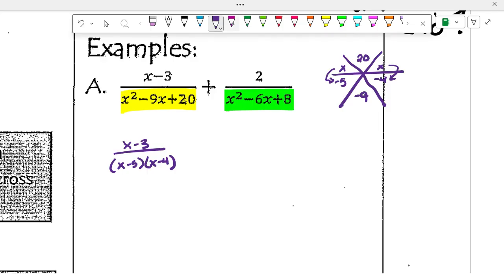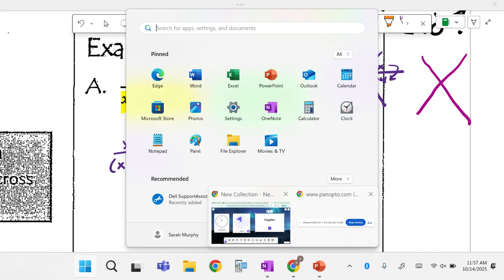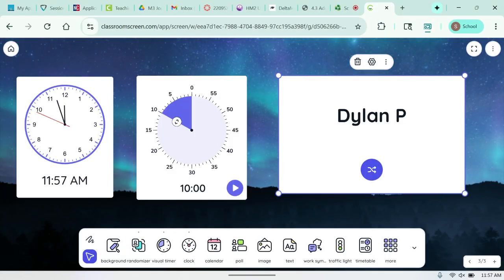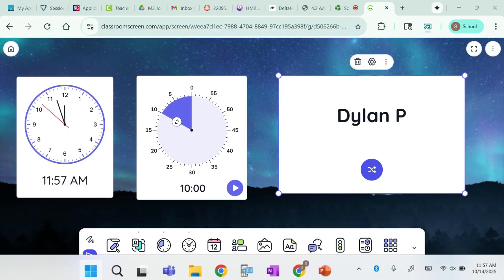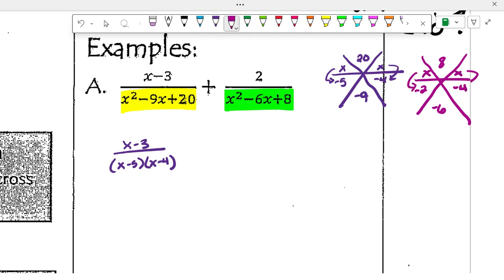Then the green highlighted. Let's go with Dylan P. So Dylan, what goes on top? Bottom? And what are two factors that multiply to 8, add to -6? -2, -4. Good. Put the x on top. Rewrite them. This would be plus, don't forget about the plus, 2 over x minus 2, x minus 4.